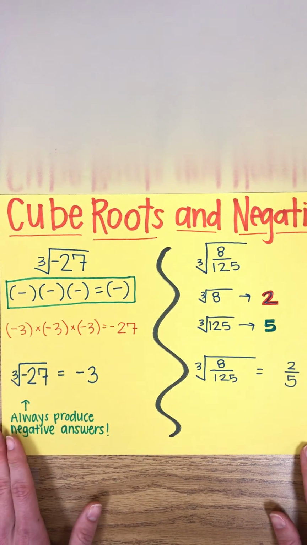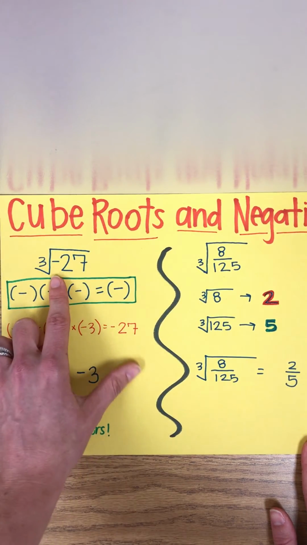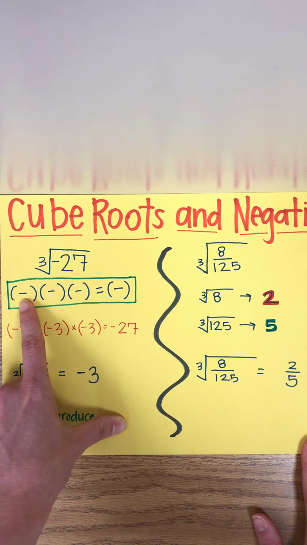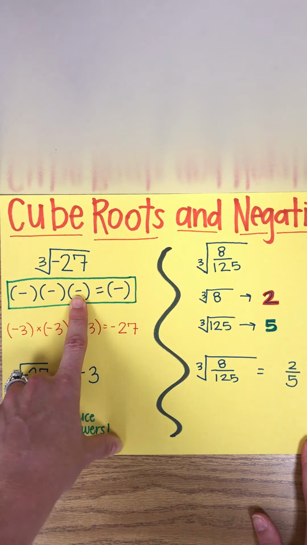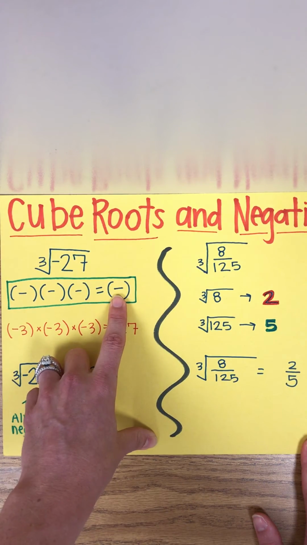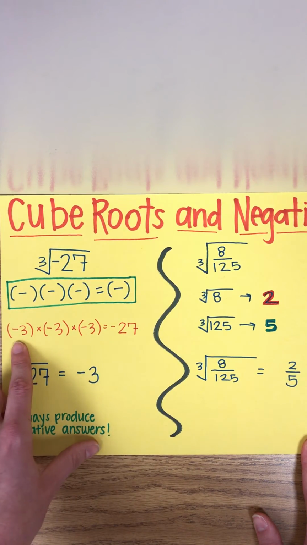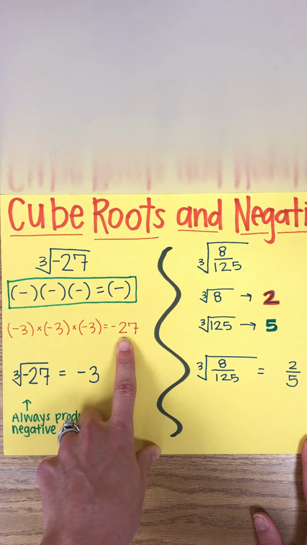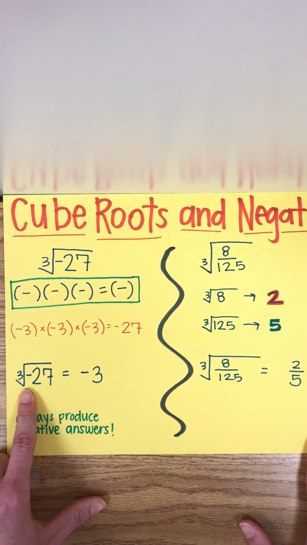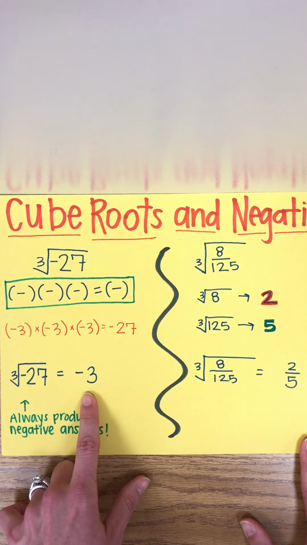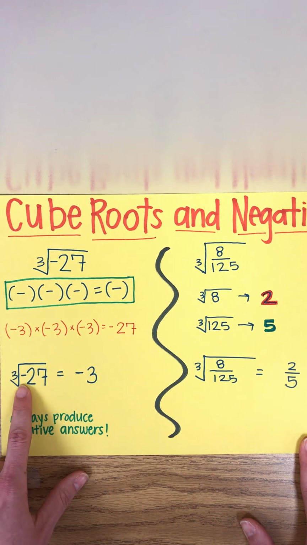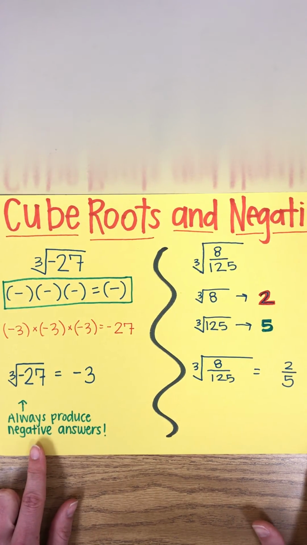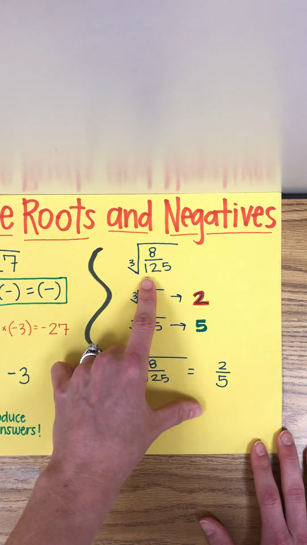Sometimes you'll see negatives with cube roots and fractions. In this case, we're trying to find the cube root of negative 27. We can find this answer because a negative times a negative times a negative is equal to a negative number still. In this case, we know that negative 3 times negative 3 times negative 3 is equal to negative 27. So that means the cube root of negative 27 is still equal to negative 3. In this case, when you've got a negative inside the cube root, that is always going to give you a negative answer. Over here we just have a fraction.